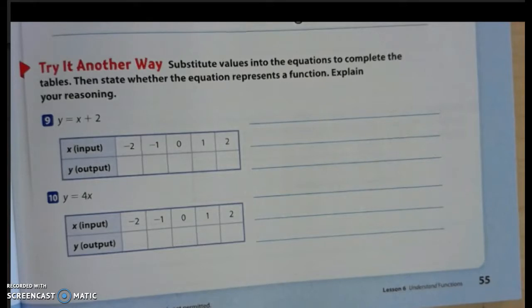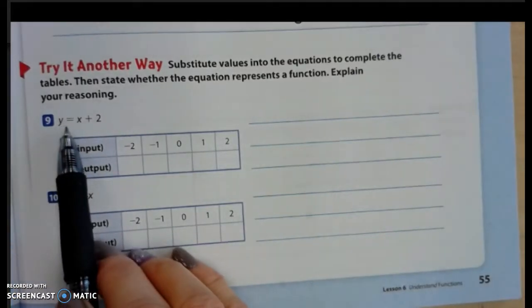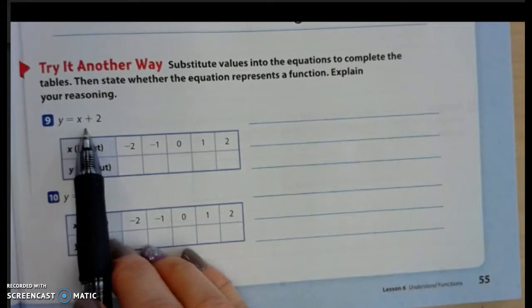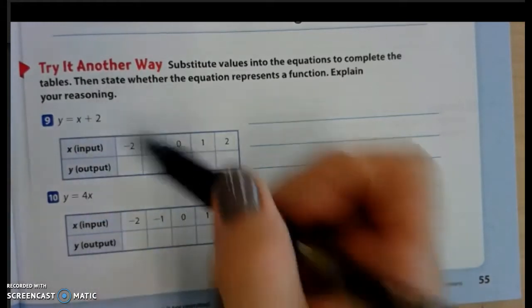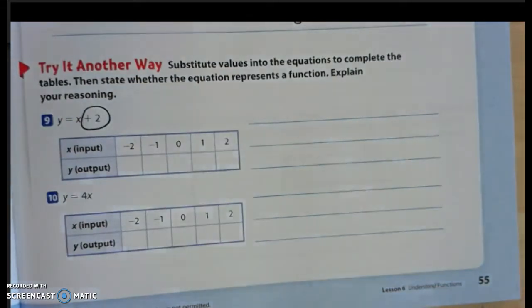Substitute values into the equations to complete the tables. Then state whether the equation represents a function and explain your reasoning. Number 9 says that y is equal to x plus 2. The output is equal to the input plus 2. The plus 2 is the operation that the function is performing. We're going to plug in the input. We're going to add 2 using the function, and it's going to give us our output, that is our y.